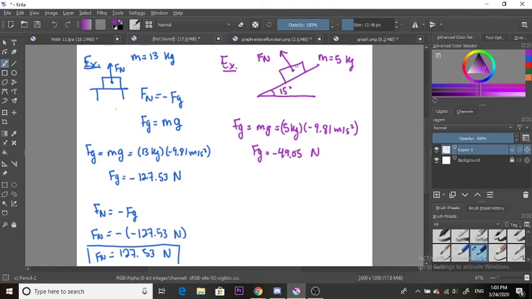Now, because this is a ramp, we need to use our formula that states that the normal force is equal to the negative of your gravitational force times the cosine of your angle. So you plug in your gravitational force, plug in your angle, and then calculate that. And you should end up with the answer of 47.4 newtons.